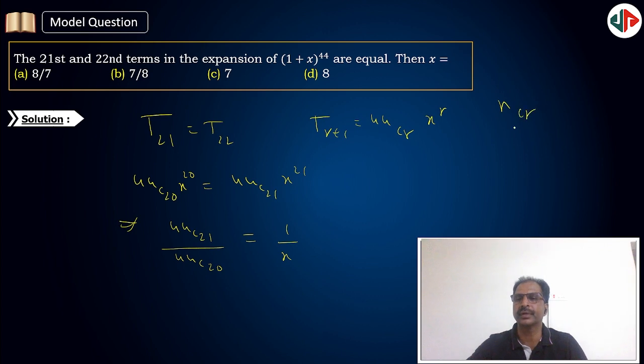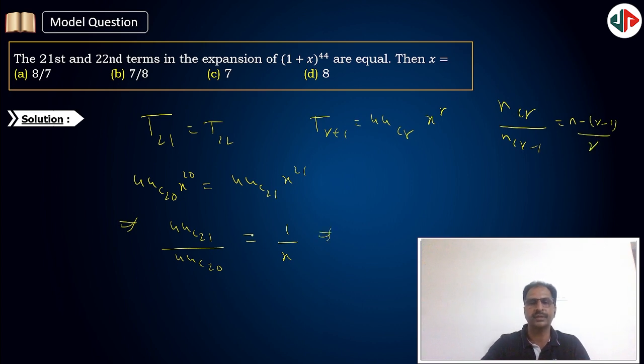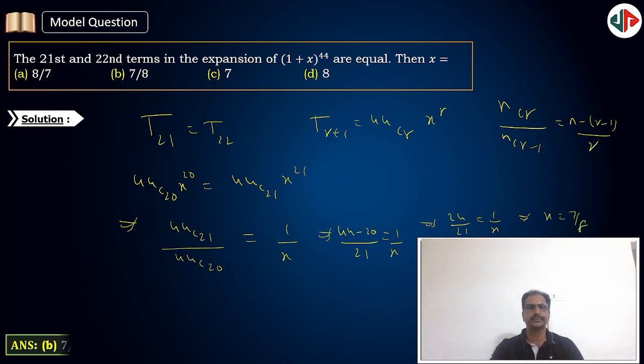What is the formula for nCr by nCr minus 1? It is (n minus (r minus 1)) by r. Now here the left hand side is in that form, nCr by nCr minus 1. So which is 44 minus 20 by 21 is equal to 1 by x. So 24 by 21 is equal to 1 by x, or x is equal to 21 by 24, which is 7 by 8. Option B.